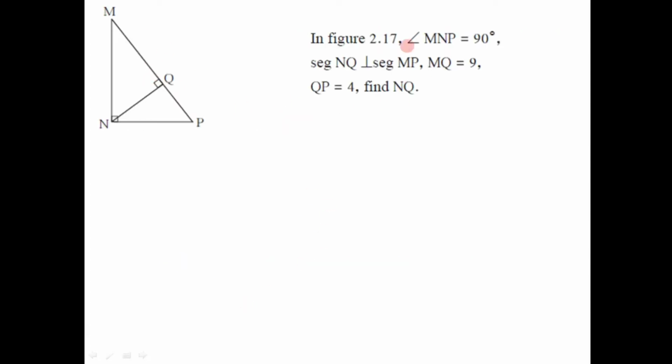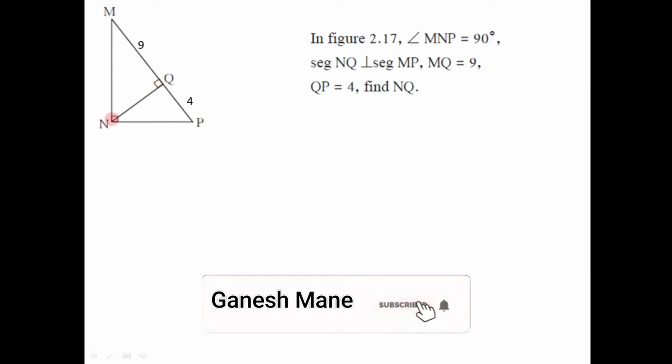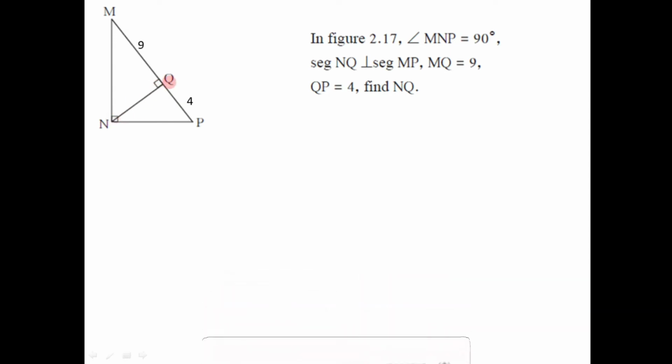Let us have the next question. A diagram is given over here. The question is, in this given diagram, angle MNP is 90 degrees. Segment NQ is perpendicular to segment MP, where the length of segment MQ is given to be 9, the length of segment QP is given to be 4, and from this we have to find the length of NQ. Now here a right angle triangle is given, and in that right angle triangle there is a perpendicular drawn on the hypotenuse from its opposite vertex, that is NQ.